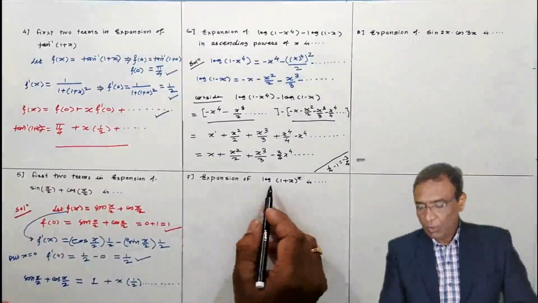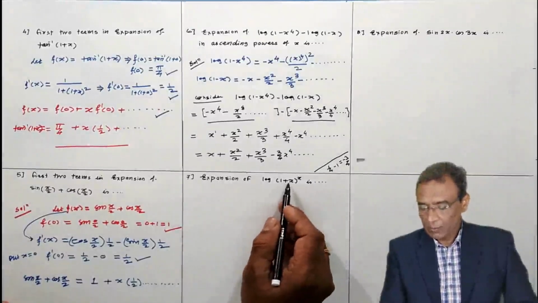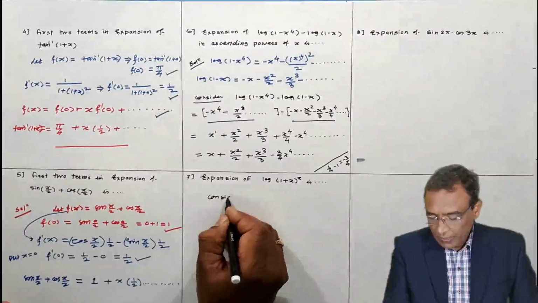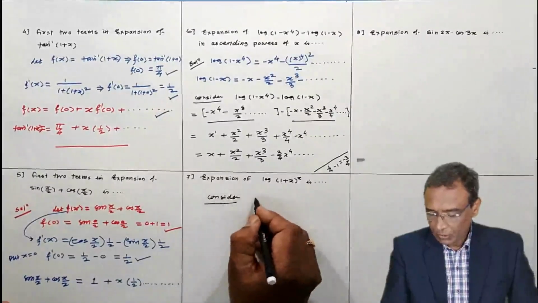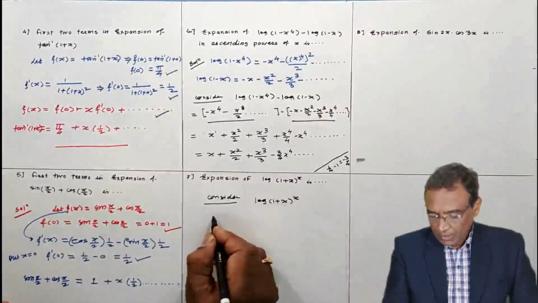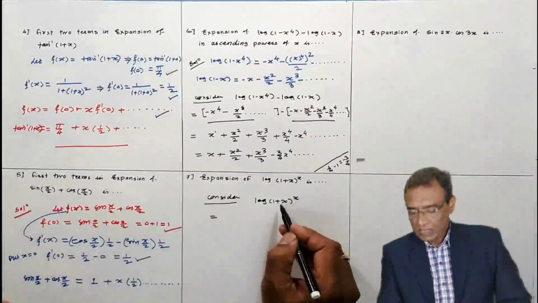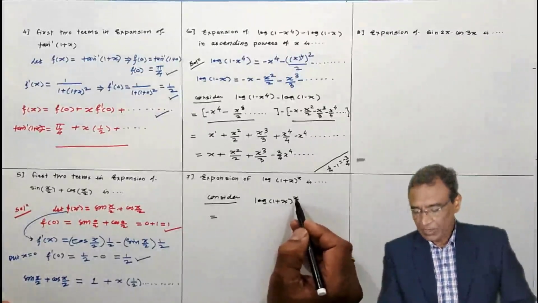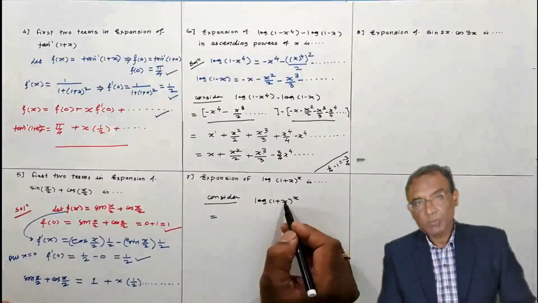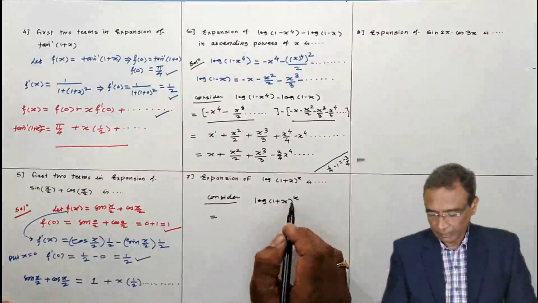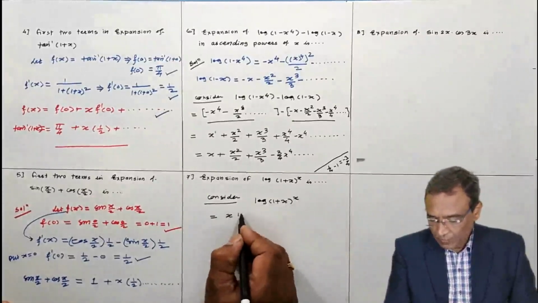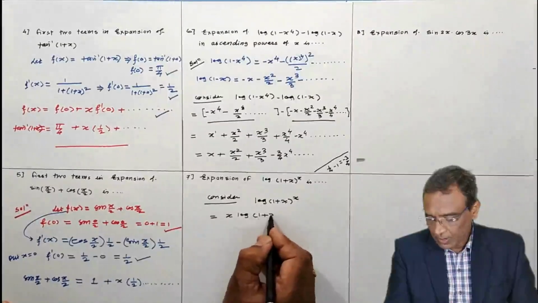Now the expansion of log of 1 plus x to the power x. What I am going to do? Just I am going to consider this function log 1 plus x to the power x. In examination, this x and this x may be replaced by any other thing. This x may be replaced by 1 by x, this x may be replaced by x square, x cube, this x may be replaced by 2x, 3x, 4x, like that. Okay. Now by law of logarithm, this x can be brought at the coefficient place. In this way I brought it at the coefficient place.